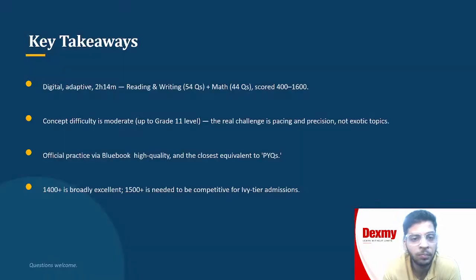Okay. So what are the key takeaways? So that is a 2 hour 14-minute test. Reading and writing part is there, so total 54 questions. Mathematics 44 questions. Scoring is in between 400 to 1600. Concept difficulty is moderate, up to grade 11. And then you can also practice via Bluebook, where the tests are there. And then mostly for scoring, you have to score more than 1500 for top colleges. Got it?